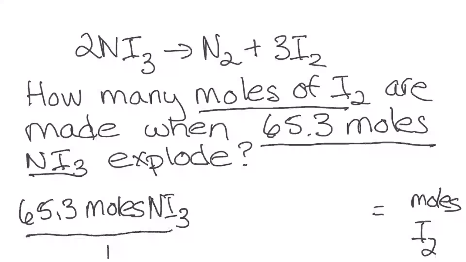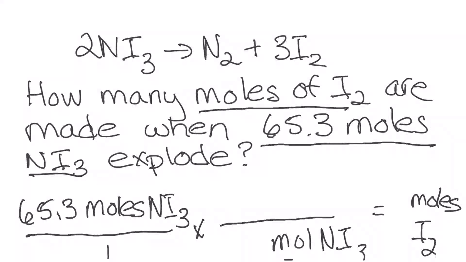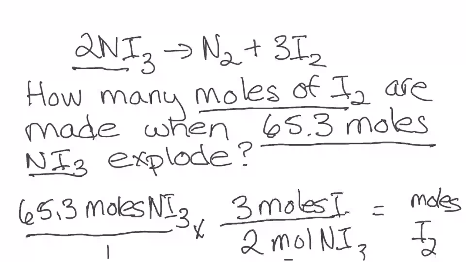We can't mix them up. So I have to write moles of nitrogen triiodide and not leave it just as moles. We're going to put that over the number 1. And now I have to convert moles of nitrogen triiodide to moles of iodine. And so to do that, I'm going to use this balanced equation. I need the moles of nitrogen triiodide to cancel, so I'm going to put that on the bottom. And the abbreviation for moles is just MOL. So I'm going to use that here. And there's a 2 in front of the nitrogen triiodide, so 2 moles of nitrogen triiodide will make 3 moles of iodine. And now moles of nitrogen triiodide cancel. I'm left with moles of iodine. I wanted moles of iodine.